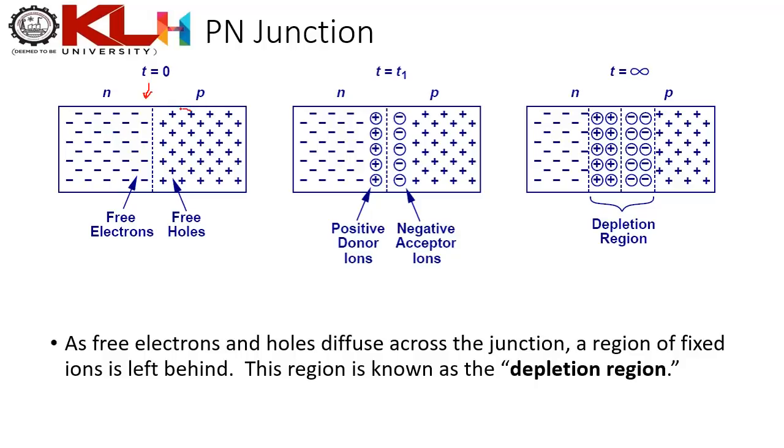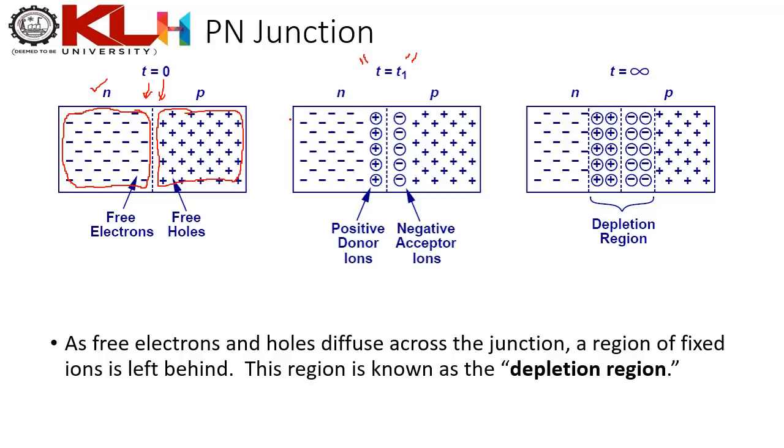Like you see, these pluses are nothing but the sea of holes on the p-type semiconductor. These minuses are nothing but the huge amount of electrons that are present in the n-type semiconductor. So when I introduce them together, this is the picture that occurs at t equal to 0. So after some time, t equal to t1 time units, what is happening?